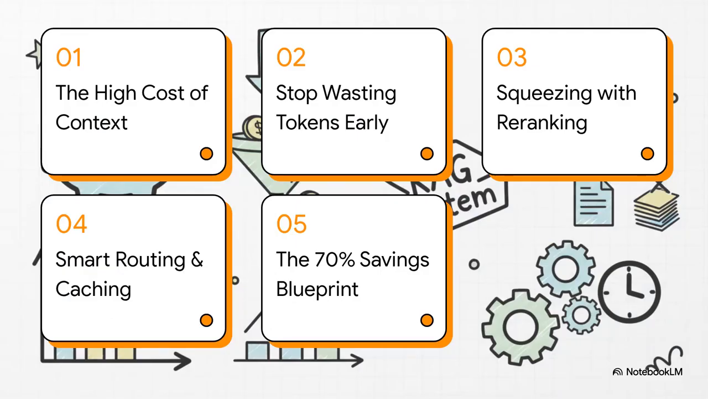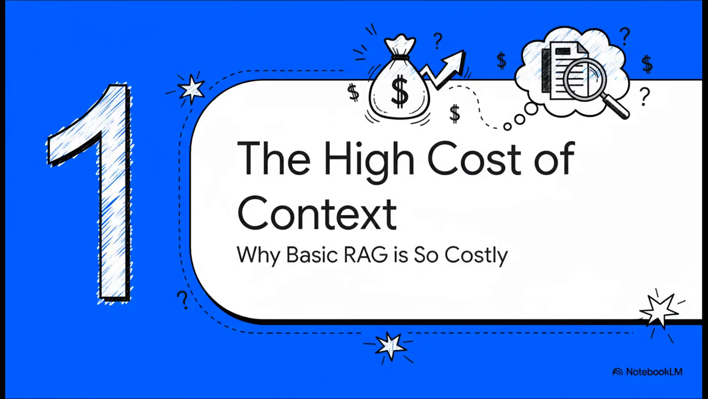All right, so here's our game plan. First, we're going to look at the high cost of context. Then we'll get into how to stop wasting tokens early. After that, we'll cover squeezing with re-ranking, and then we'll get really clever with smart routing and caching. And finally, we'll put it all together in the 70% savings blueprint. Let's dive in. Okay, first things first, we really need to pinpoint exactly where all this cost is coming from.